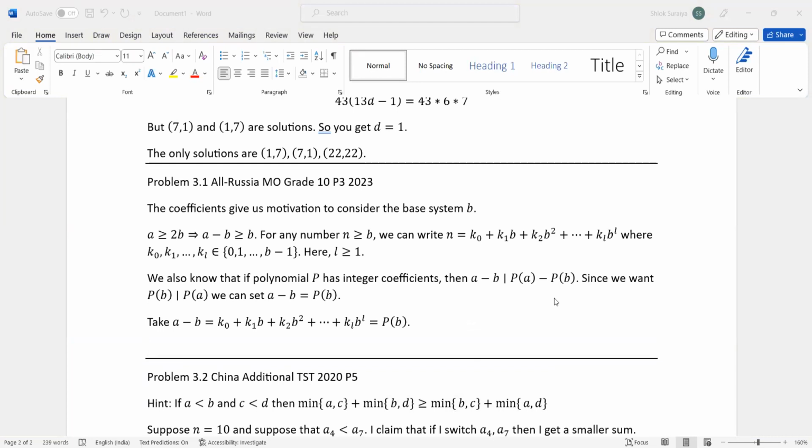So I can have P of B to be A minus B. If I can have P of B to be A minus B, then I'll be done, because then P of B will divide P of A minus P of B, so P of B will divide P of A. And I can set A minus B equal to P of B because A minus B can be written as K0 plus K1 B plus K2 B square plus so on plus KL into B power L. So if K0, K1 till KL is the base B representation of A minus B, then I'll be done, right? So did you get that?